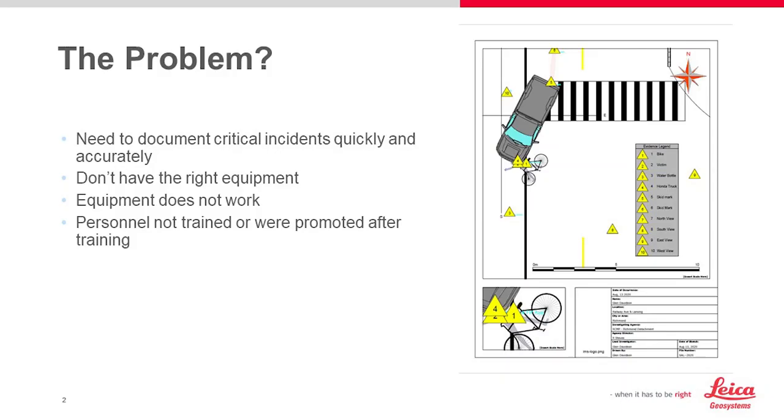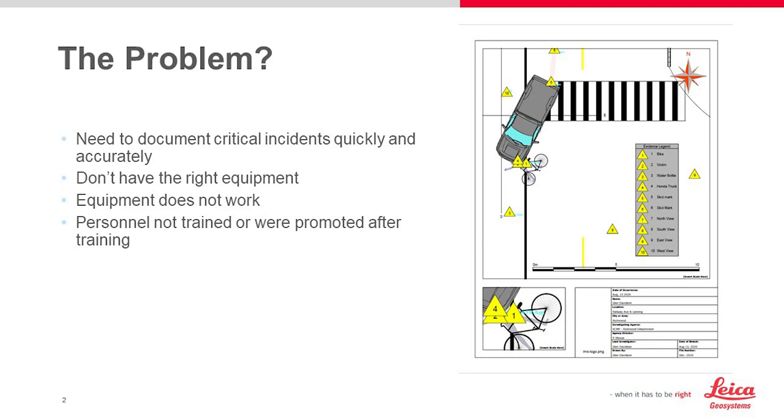And here we go. The main problem we find agencies are having is you need to document critical incidents. You need to do that fairly quickly and accurately, but sometimes you don't have the right equipment, or it doesn't work, or your people aren't trained to do it, and then once they get trained, they get promoted out.